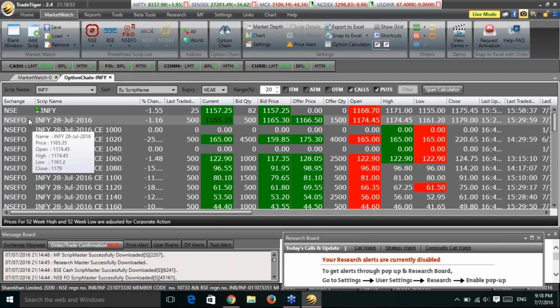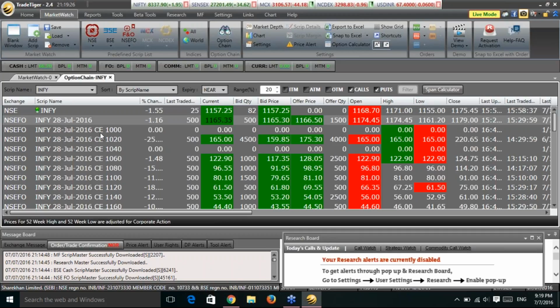So we can see here the exchange we are selecting is National Stock Exchange, and the segment is future and option. And this is Infosys 28 July, 28 July is the expiry, 2016. And CE stands for Call European. There are two kinds of option contracts, American options and European options. We will understand the difference later on. So this is a Call European.